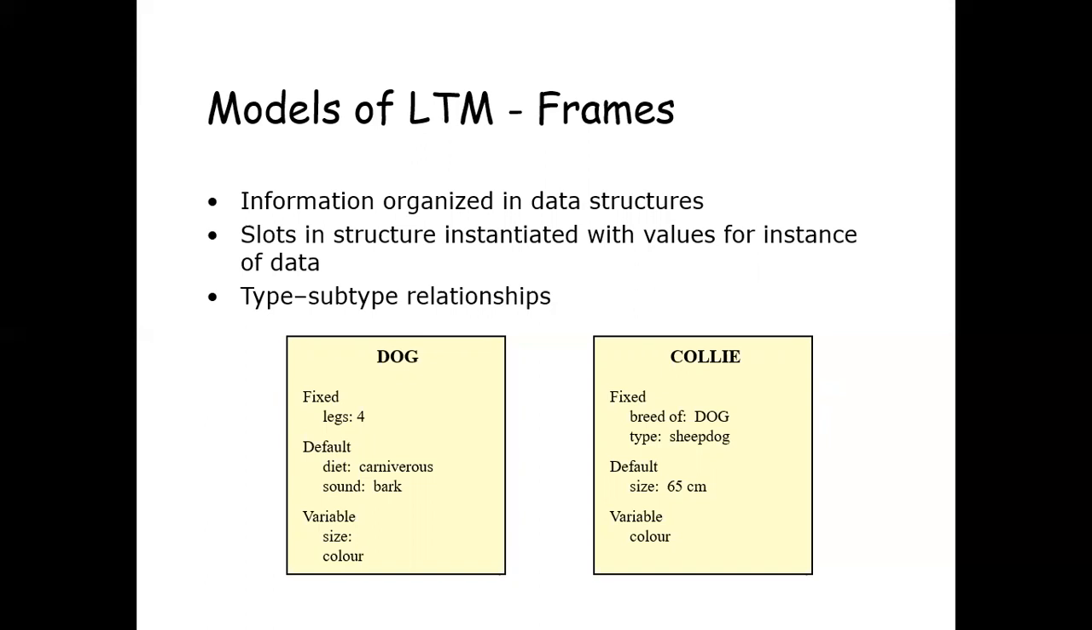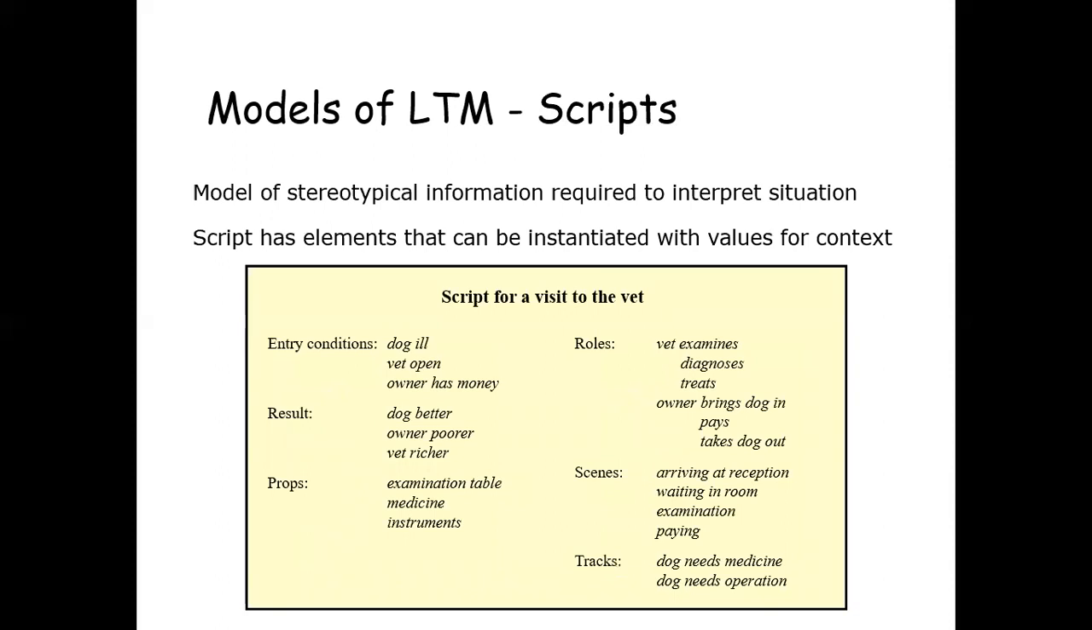Next, we have slots. These structures allow attribute values to be added. Frame slots may contain default, fixed, or variable information. A frame is instantiated when the slots are filled with appropriate values. Frames and scripts can be linked together in networks to represent hierarchically structured knowledge, as given in the diagram below about a dog and collie. So we'll see about the dog domain.